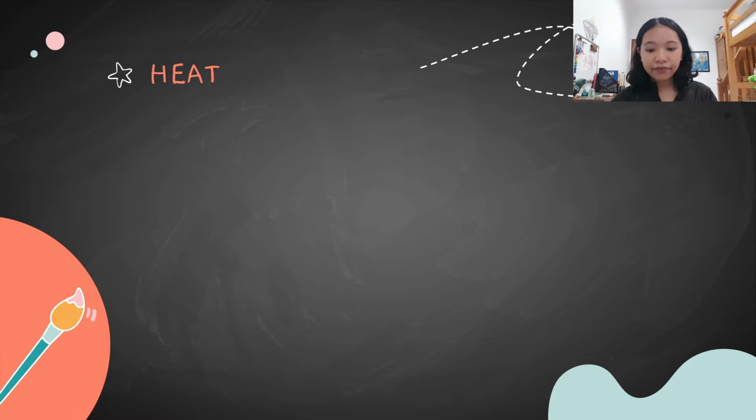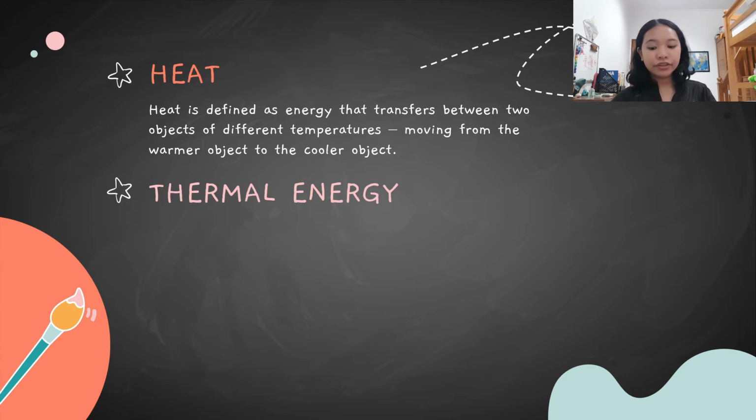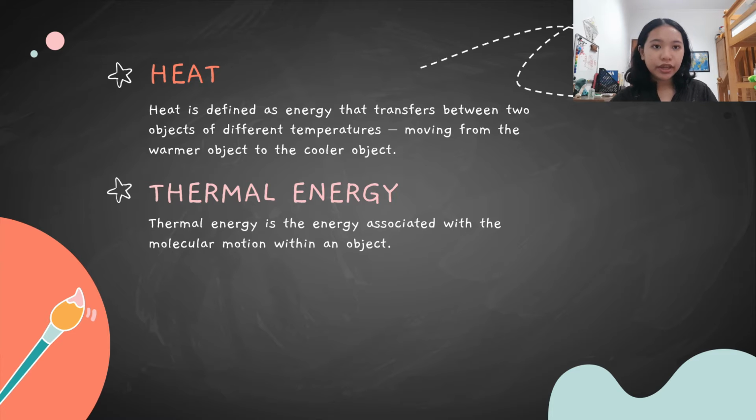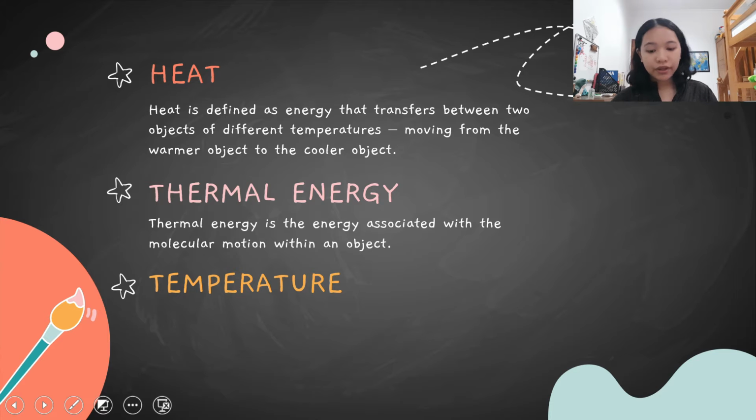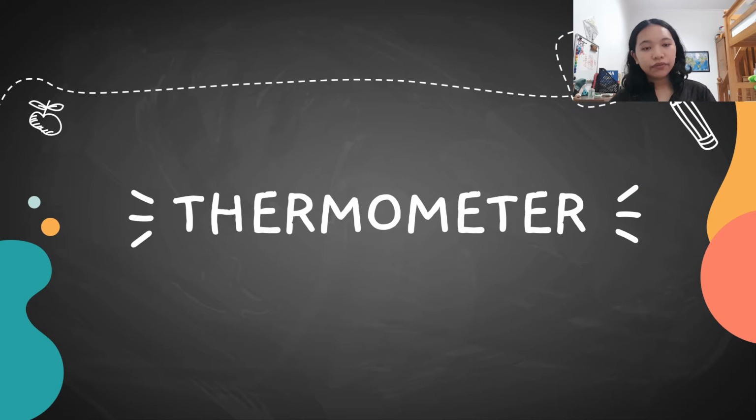Okay, so first we have heat. Heat is defined as energy that transfers between two objects of different temperature, moving from the warmer object to the cooler object. Next, we have thermal energy. Thermal energy is the energy associated with the molecular motion within an object. And finally, we have temperature. Temperature is a measure of the average kinetic energy per molecule, which is used to measure how cold or hot something is. Next, we're going to head into our first subtopic, which is thermometer.